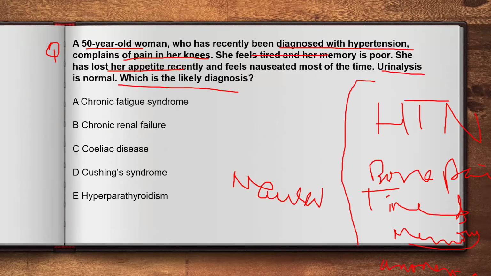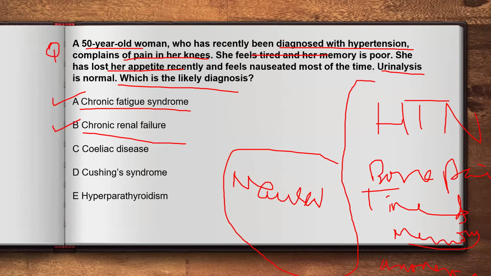So there's a lot of symptoms happening. Blood pressure, bone pain, tiredness, memory issues, anorexia, nausea. So number 1, chronic fatigue syndrome. Number 2, chronic renal failure. Number 3, celiac disease. Number 4, Cushing's syndrome. Number 5, hyperparathyroidism. So what is the answer? You guys give me answers and then we'll go through what is the correct answer.